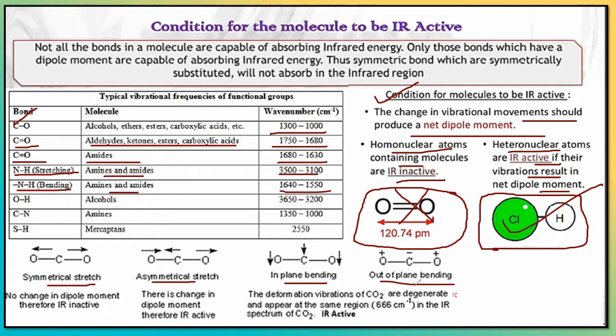Now, in plane bending and out of plane bending. In plane bending means the whole thing moves down. In out of plane bending, one moves up and two move down. So this plus and minus means the plus part goes up and the minus part goes down. That's how it is.